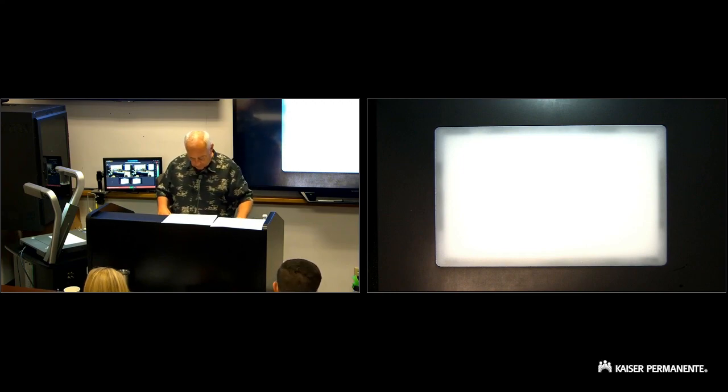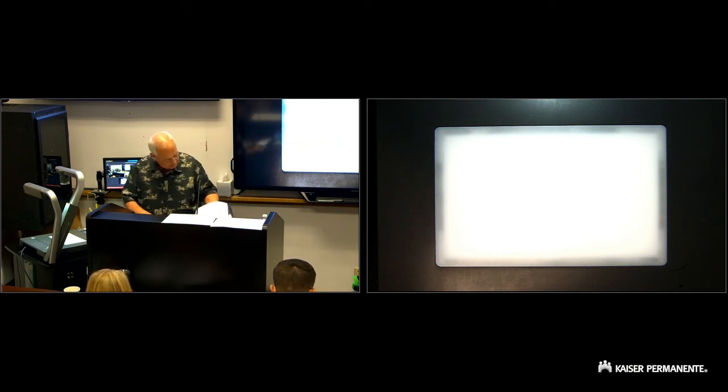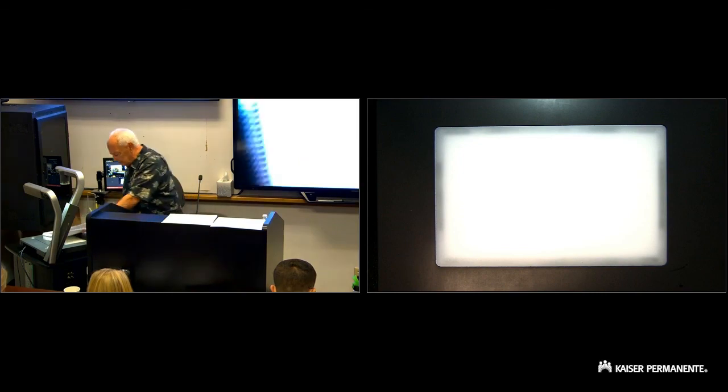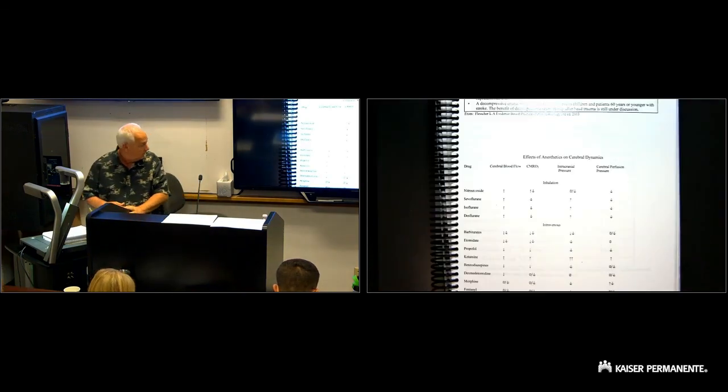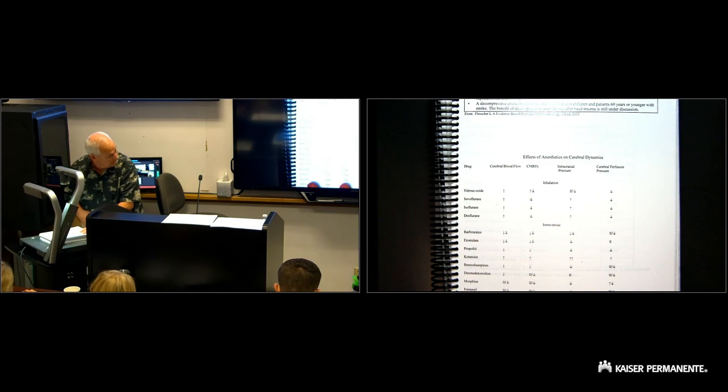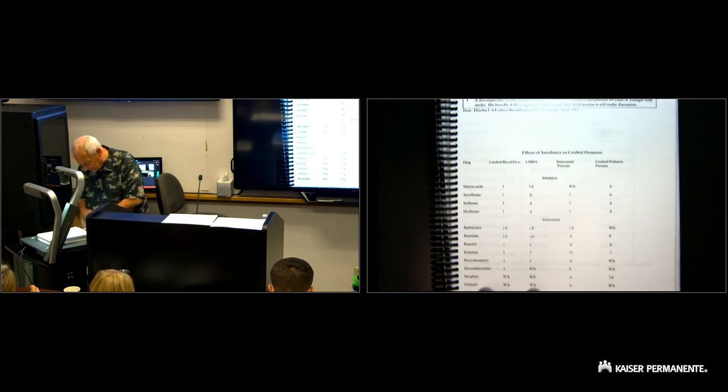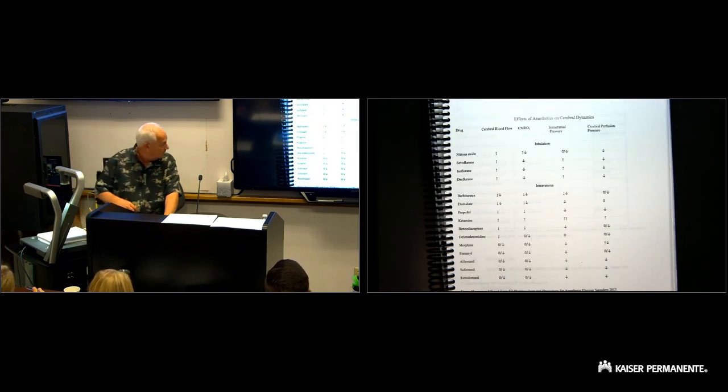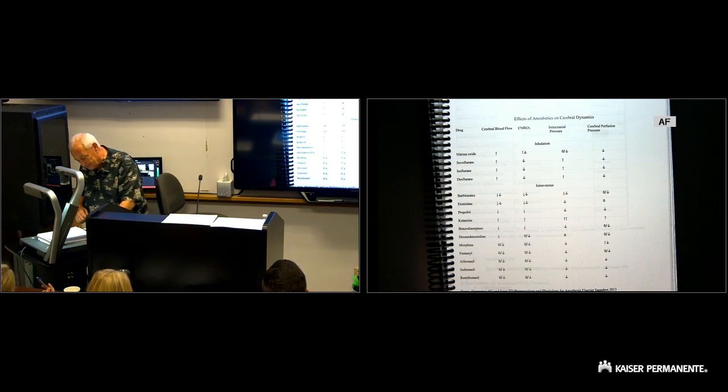All right, go to the next page, 171. This is a table, I think this is out of my book. I took it from Dr. Hemming's textbook, and this summarizes a lot of drugs. This will give me a chance to go back.